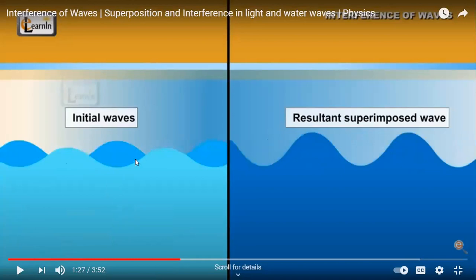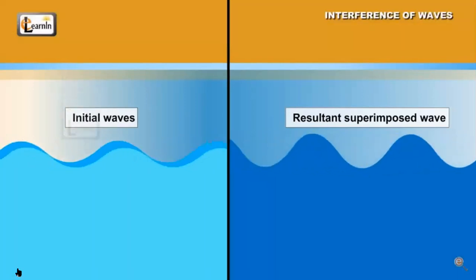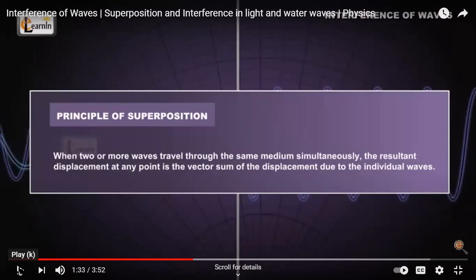You see, here also they are depicting the same thing. So this is one wave, and in the backdrop there is another wave. And when these two waves are superposed, the resultant superimposed wave has greater amplitude. This is known as the superposition principle. Please note down this statement. This is one of the most important statements of interference: interference is completely based on the principle of superposition.